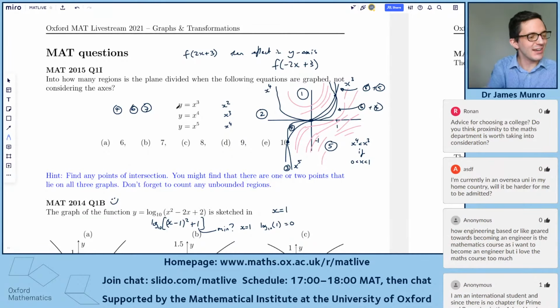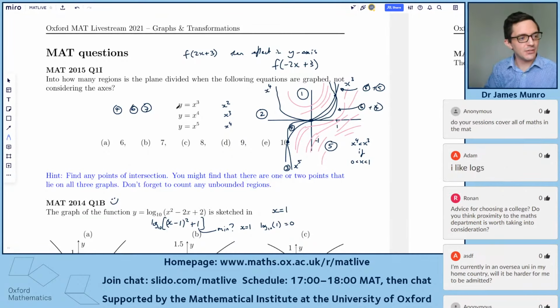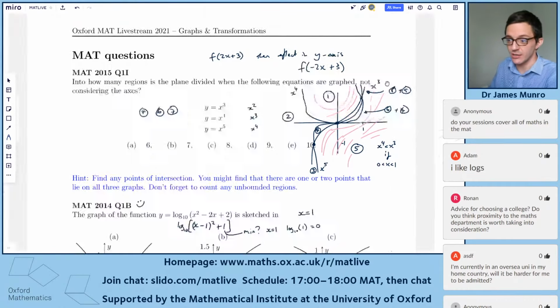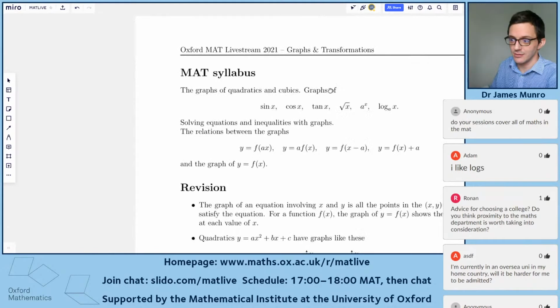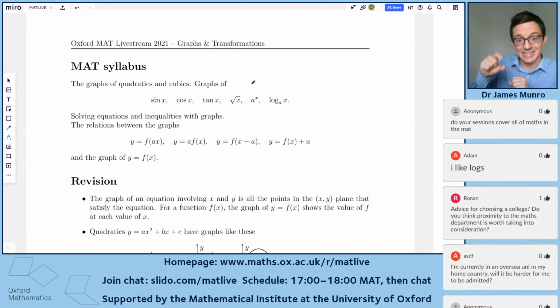This one's important. The sessions between them do cover all of the maths in the MAT. We're going through the syllabus in reverse order. I don't know why that was a good idea when I started, I suppose. We're going through exactly the MAT syllabus, so that by the end of this, we will have covered exactly all of the MAT syllabus, working backwards. I wanted to do sequences first, don't at me. Right, good.